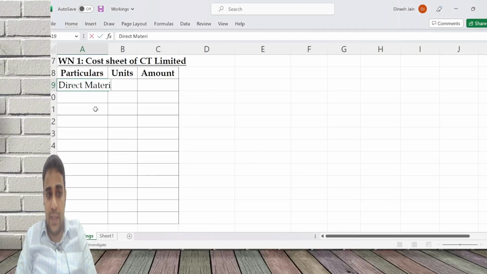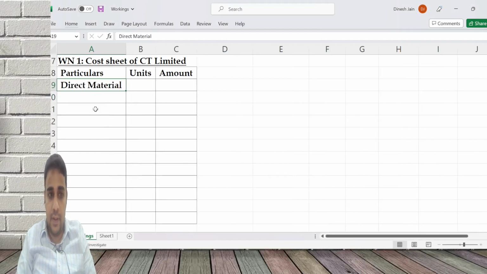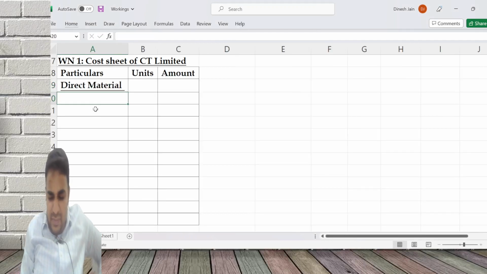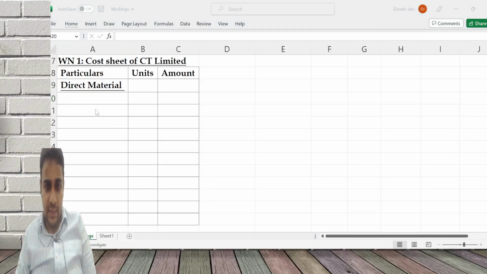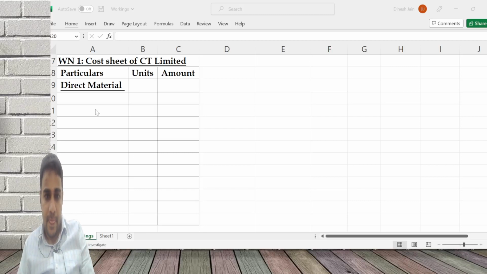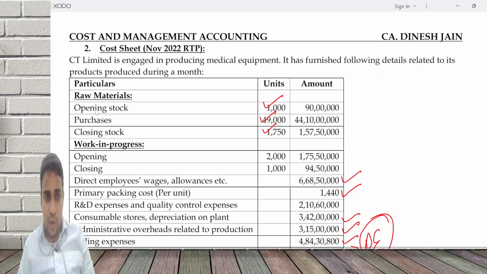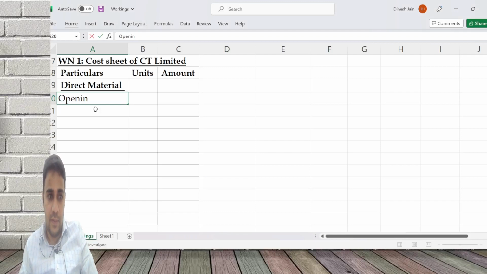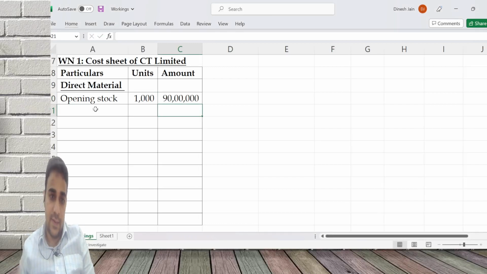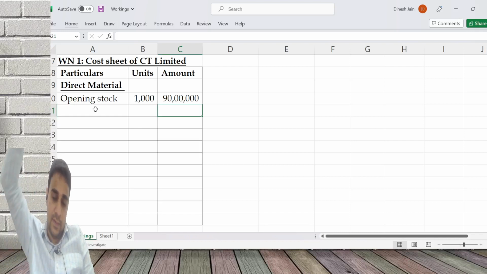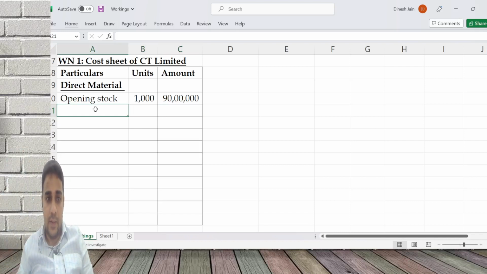Start with direct material. Opening stock: 1000 units, valued at 90 lakhs.